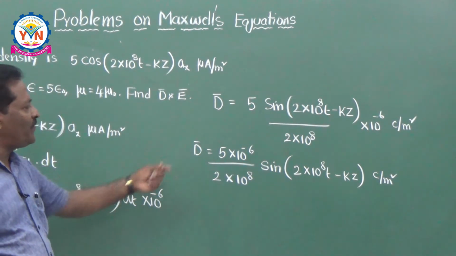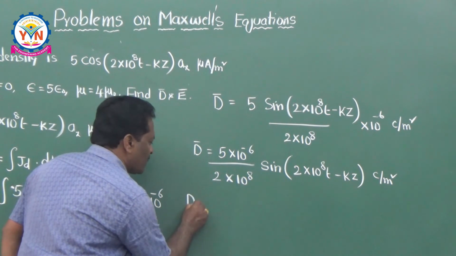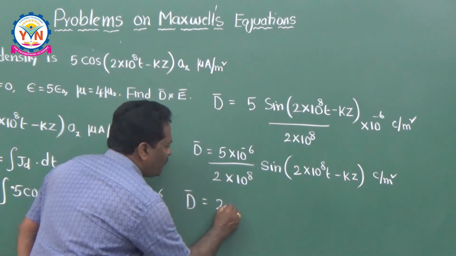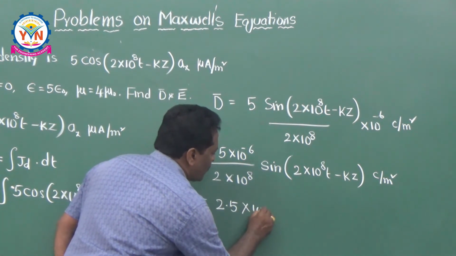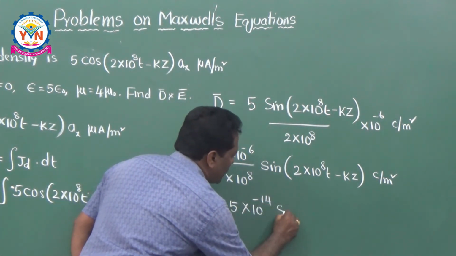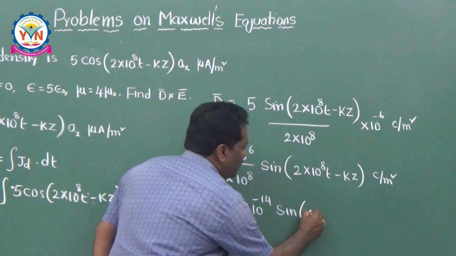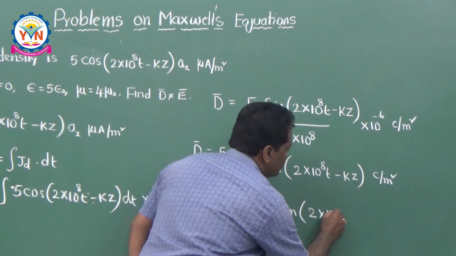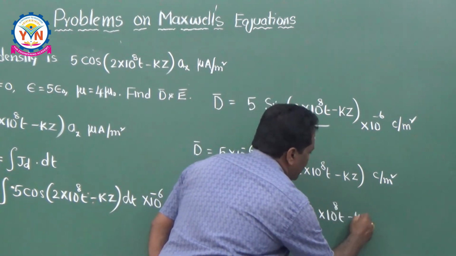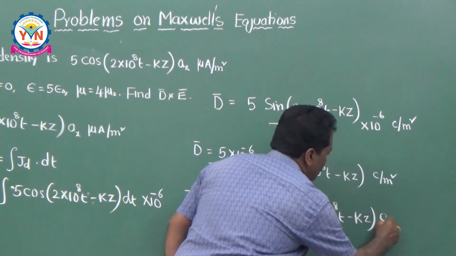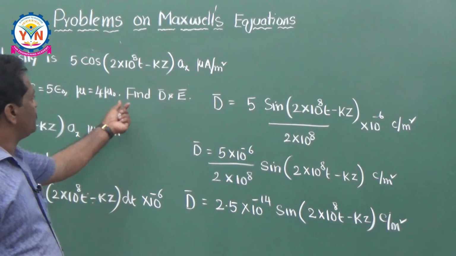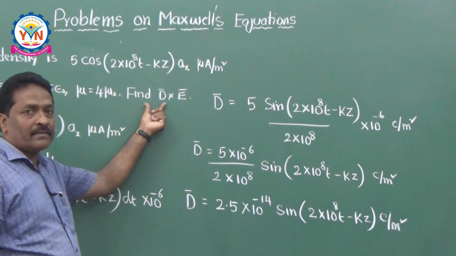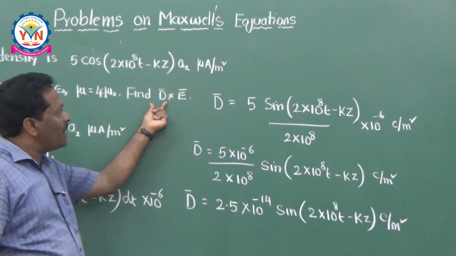So after simplifying this, your D bar is equal to, because 5 by 2 is 2.5, 2.5 into 10 to the power of minus 14 sine of (2 into 10 power 8 t minus kz) coulombs per meter square. This is the D bar. So we got this D bar now. This is the way of getting D bar, since JD is equal to dou D by dou t.